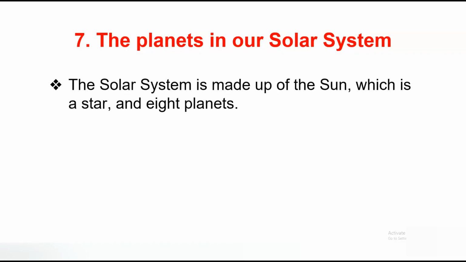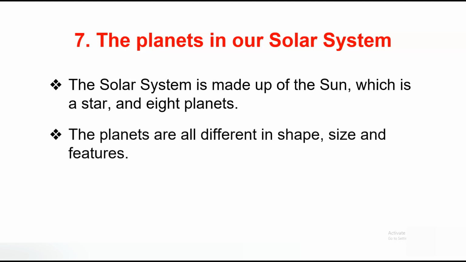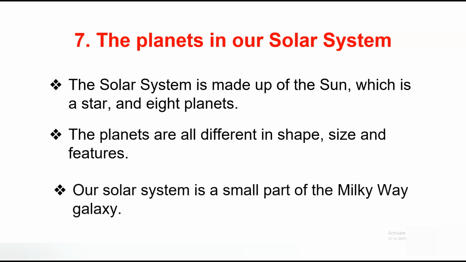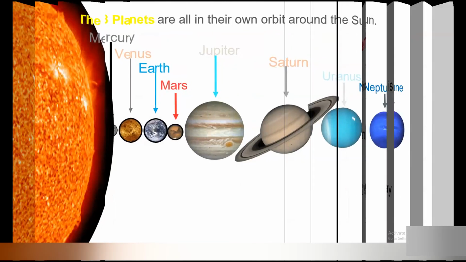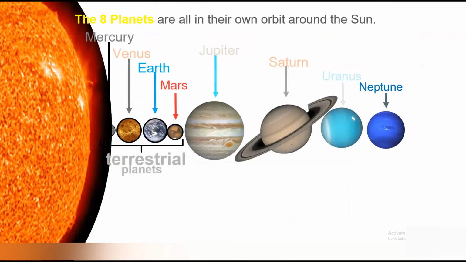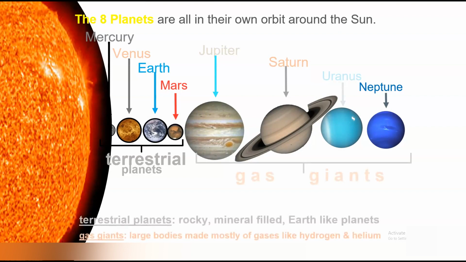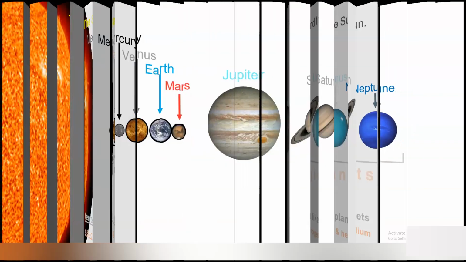The solar system is made up of the sun, which is a star, and has 8 planets. The planets are all different in shape, size and features. Our solar system is a small part of the Milky Way galaxy. The 8 planets are all in their own orbit around the sun. They're divided into terrestrial planets, which are rocky, mineral-filled Earth-like planets, and gas giants, which are large bodies made mostly of gases like hydrogen and helium.